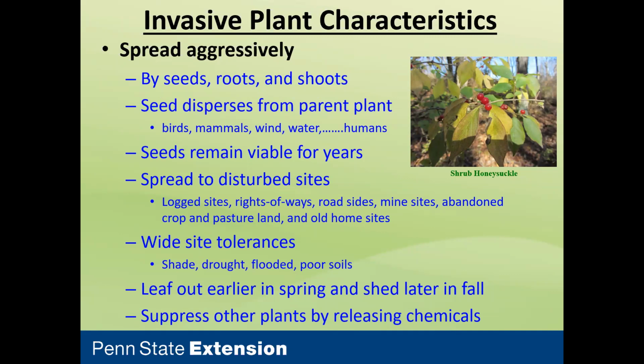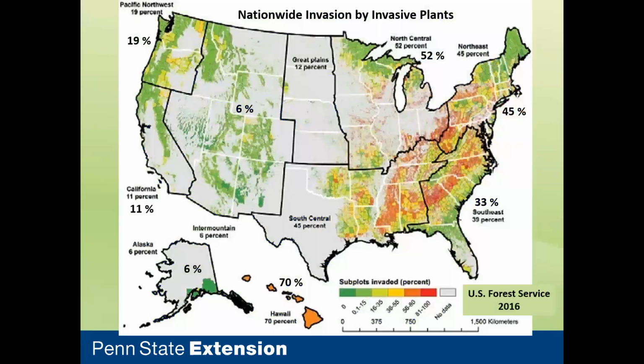And then the last one here typically applies only to the tree of heaven, but it is allelopathic, which means that it has chemicals that it releases that can suppress other plants.